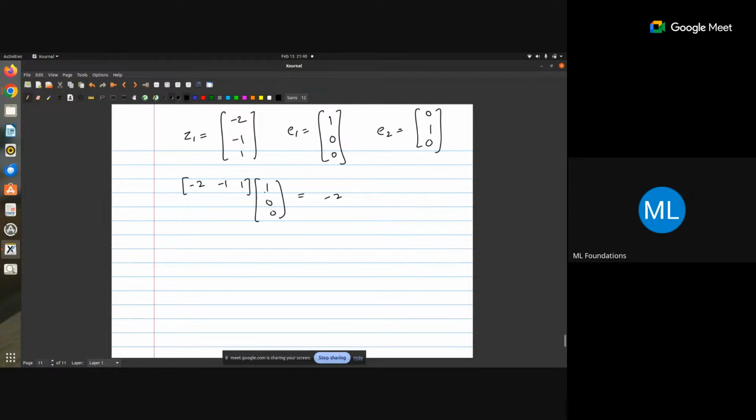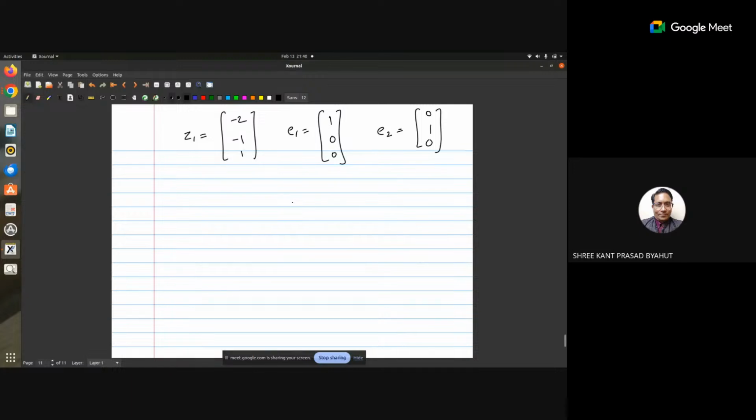E1 and E2 are orthogonal to each other. You can see that very clearly, right? I hope all of you know this procedure. But that means Z1 is neither orthogonal to E1 nor orthogonal to E2. So let us try to find out.